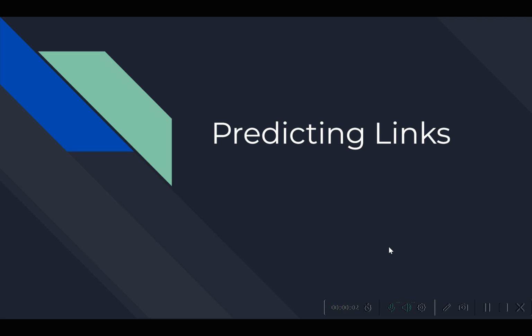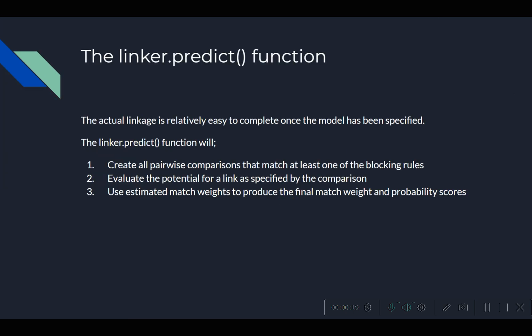In the previous tutorials, we've specified the model for linking data contained in the Fake 1000 dataset. It's now time to have a go at predicting the links from this model that we've specified. This is done using the linker.predict function. This is a relatively easy task to complete once we've specified the model.